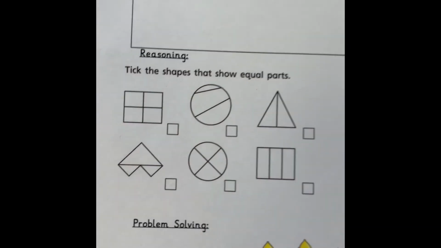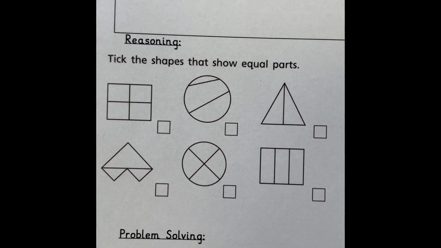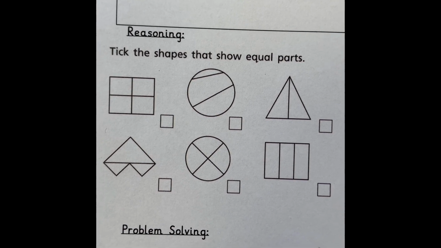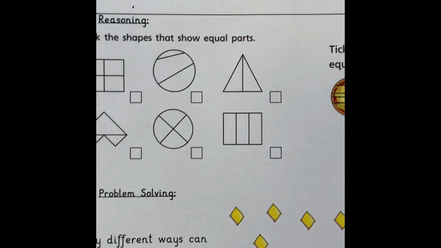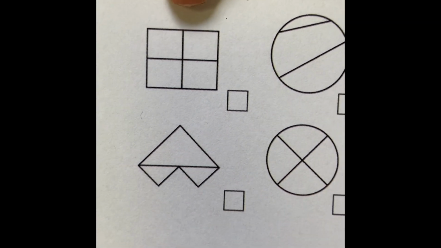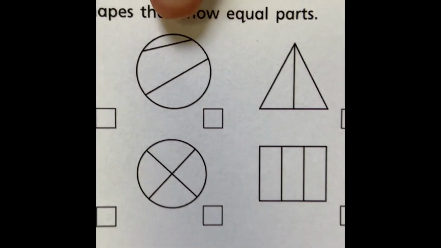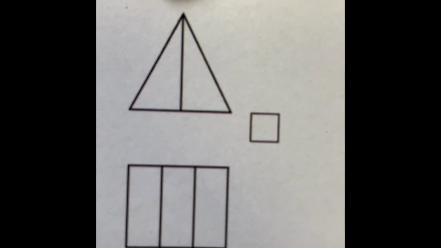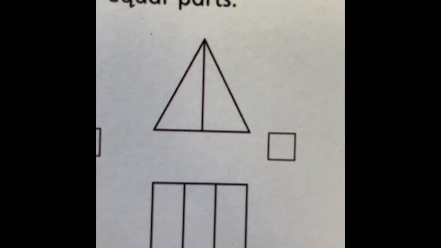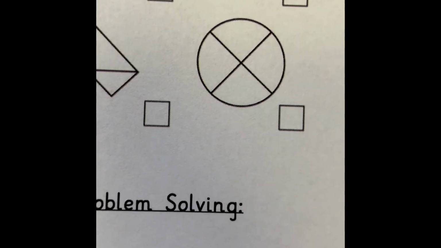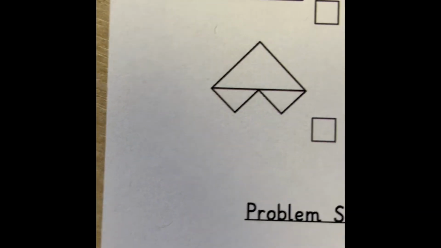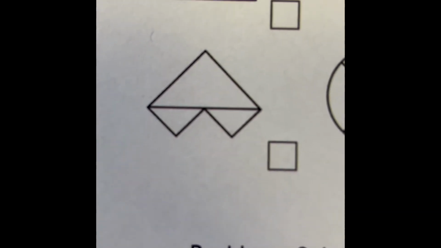For your reasoning today, tick the shapes that show equal parts. Does this shape show equal parts? Does this shape show 2 equal parts? Does this shape show equal parts? Does this shape show equal parts? Is that equal? Tick the shapes that show equal parts.